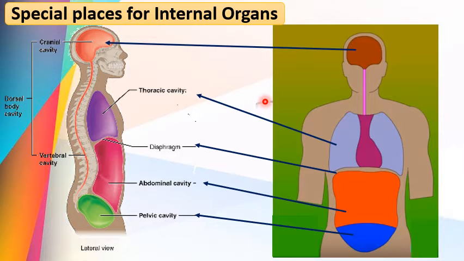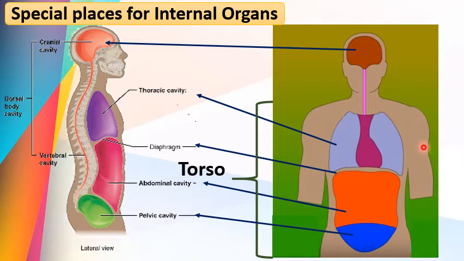And students, the thoracic cavity along with the abdominal cavity and the pelvic cavity together are called the torso. What we call torso means in our human body there are 2 parts. This is cranial cavity and torso. Torso includes these 3 cavities, that is thoracic, abdominal and pelvic. Got this, students?